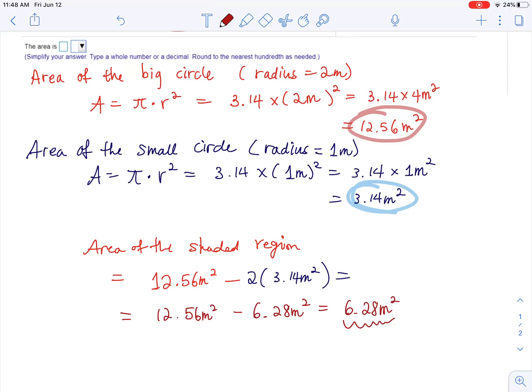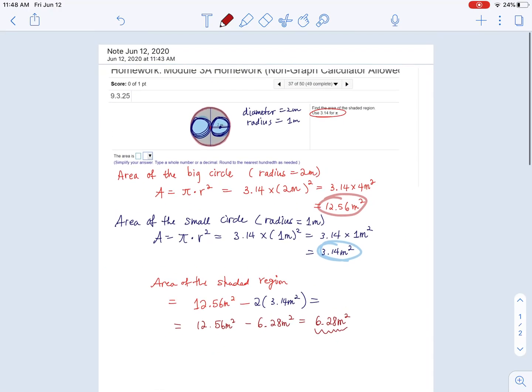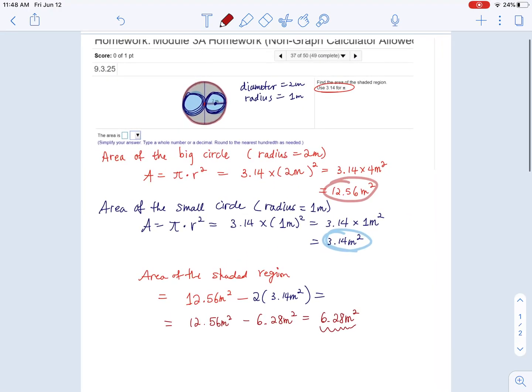Let me just double check my subtraction one more time. Oh, it is the same. All right. So the answer is 6.28, and that is how you can do this one problem.